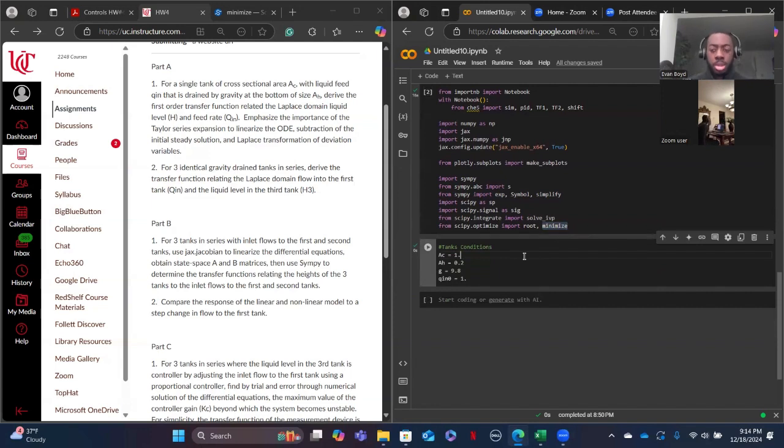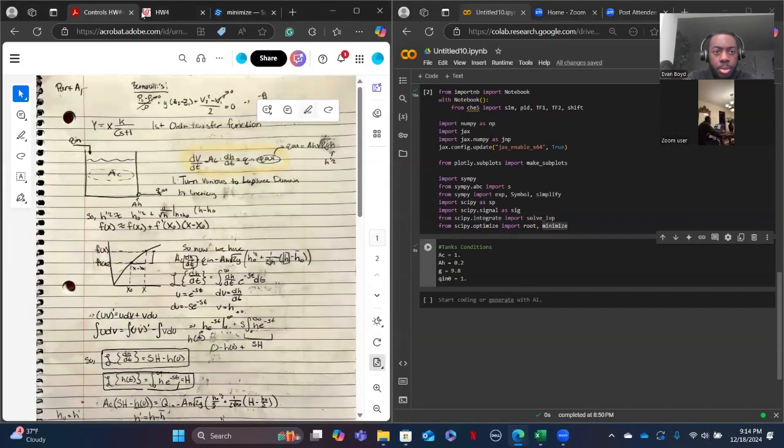So for our conditions, we weren't really given any conditions, but we can just make up conditions. This is using the conditions we had in class. So our cross-sectional area is one. The cross-sectional area of the tank is one. The area of the hole on the bottom of the drainage tank is 0.2. Our gravity is 9.8, and then the flow coming in the top of the tank is 1.